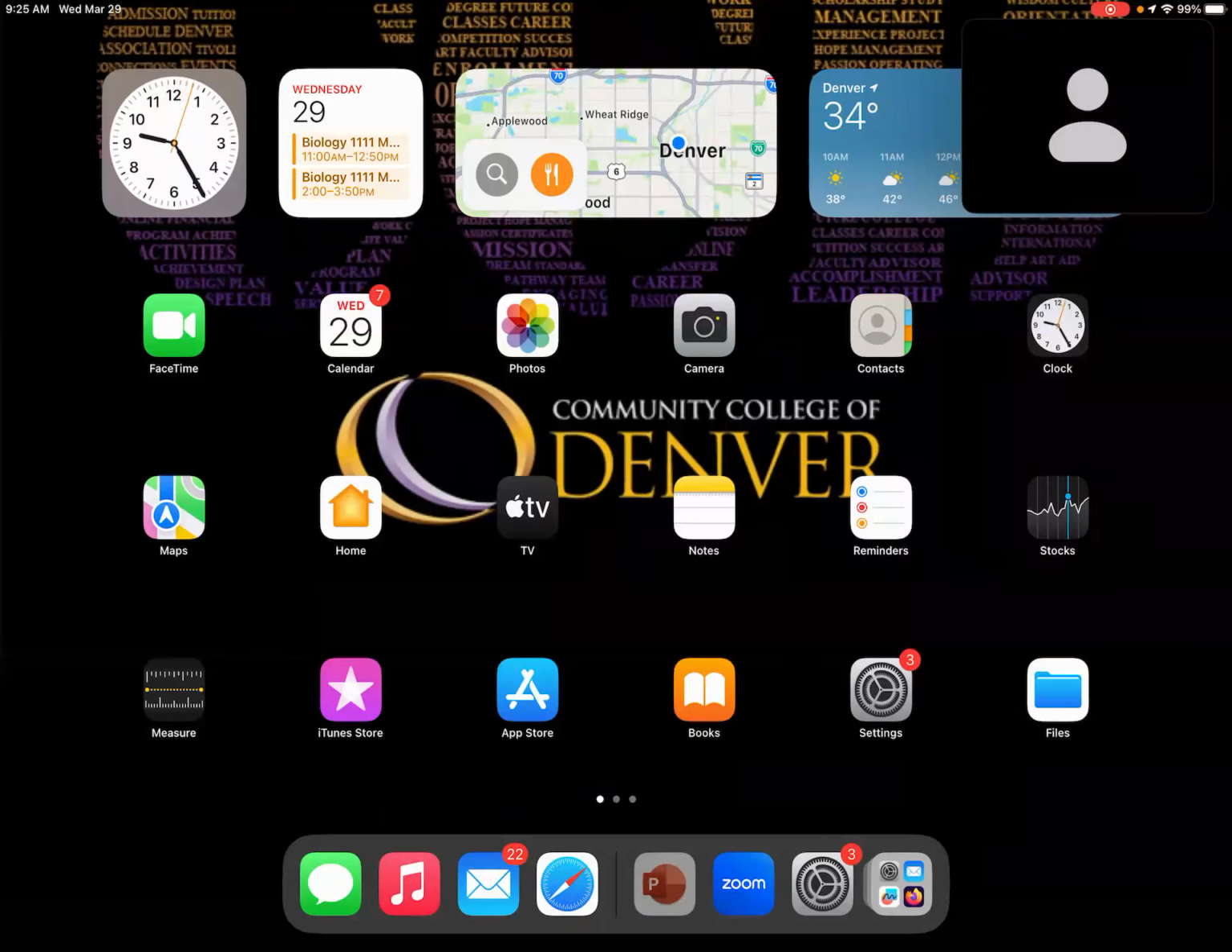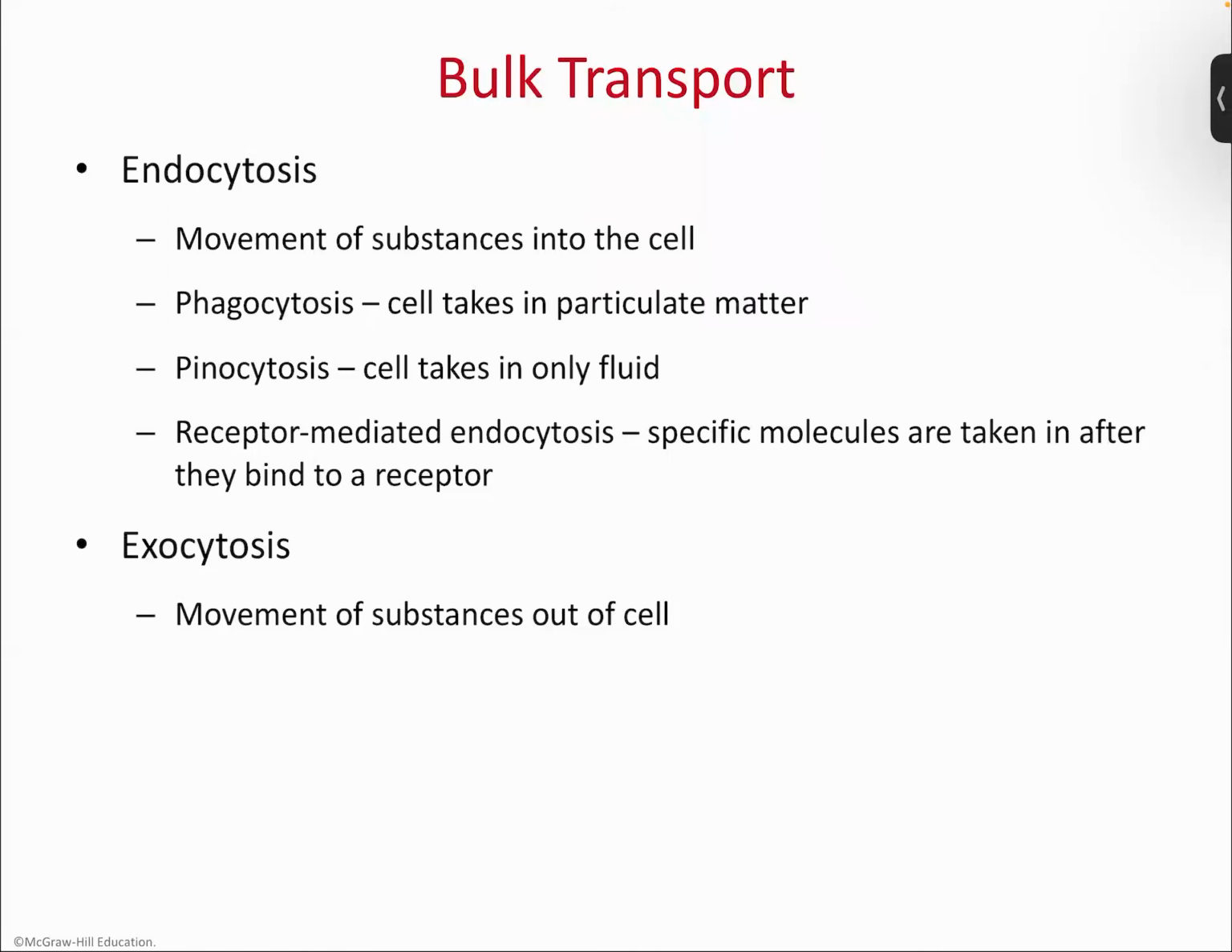So where we left off, we're talking about bulk transport, right? And the nice thing about where we're starting now is we've already actually covered bulk transport. We just didn't know it when we did it, right? We already have talked about some of the elements of endocytosis and exocytosis. So the one thing to remember is bulk transport is the movement of large molecules, right? Up to this point with both passive and active, we've been moving very small molecules, like ions and things like that.